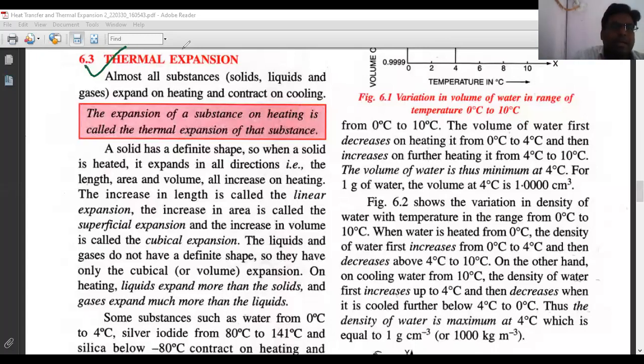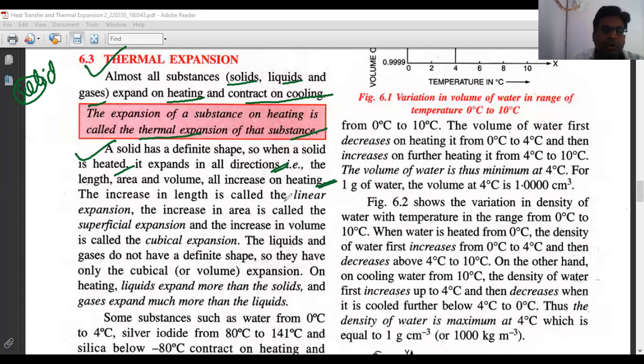Look at the next topic, that is thermal expansion. Almost all substances like solid, liquid and gas expand on heating and contract on cooling. This is the basic rule. So when we are heating a solid body, its atoms or molecules expand on heating, right? The expansion of a substance on heating is called thermal expansion of that substance. Solid has a definite shape, so when solid is heated, it expands in all directions, right? X, Y, Z direction. So its length, area, and volume also increase on heating.